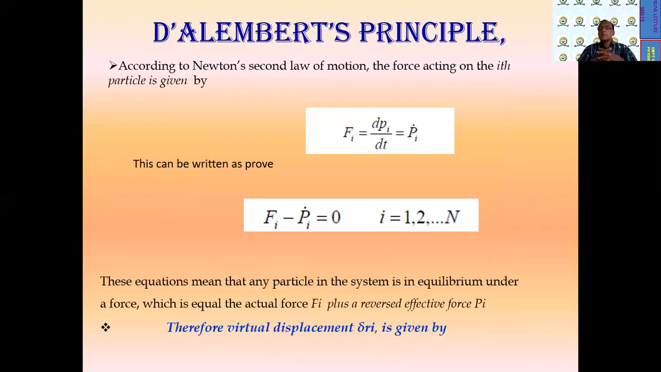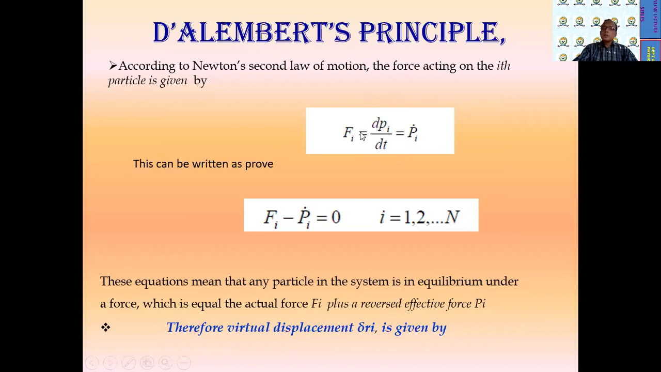Now, what is D'Alembert's principle? In order to consider D'Alembert's principle, let's go to Newton's second law of motion, which acts on the ith particle of a system. According to Newton's second law, it is given by F equals ma. But ma can be written as Fi equals dpi by dt, that means rate of change of momentum with respect to t. It is the derivative of pi, that is momentum. Therefore, we can write this dpi by dt as pi dot, that is the first derivative of momentum.